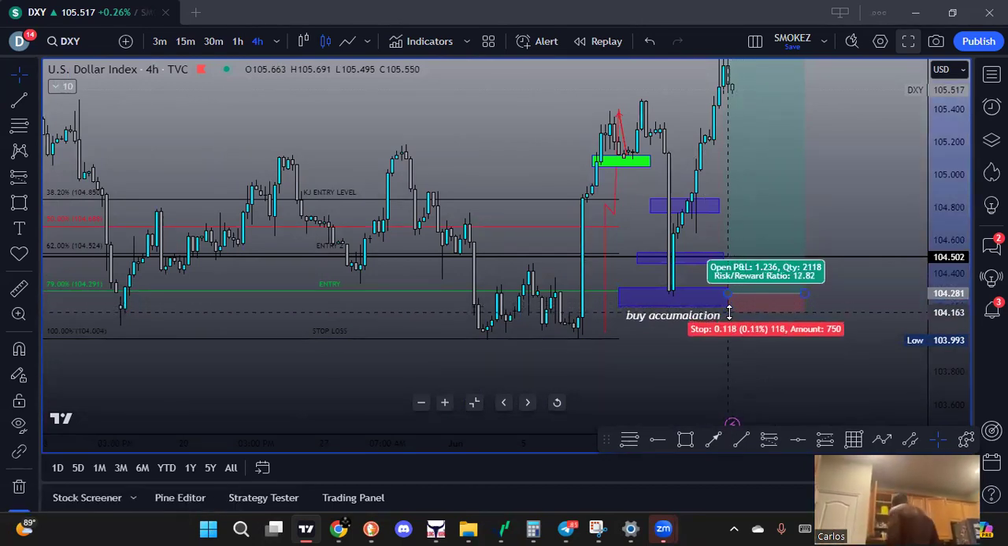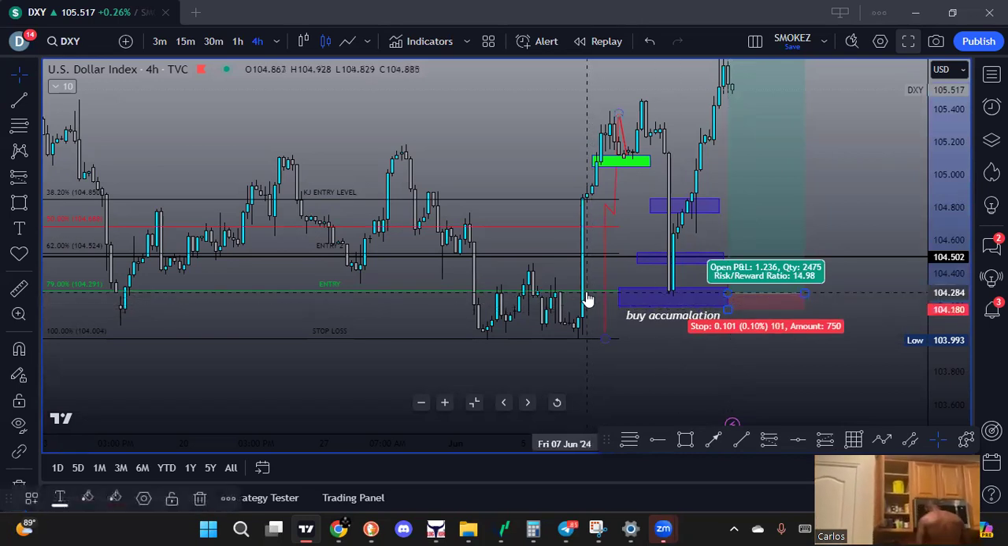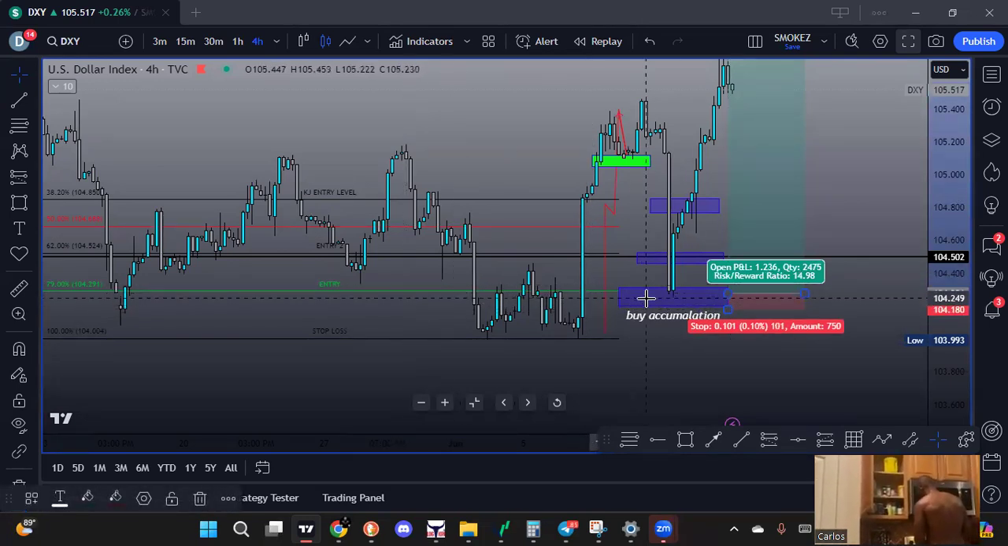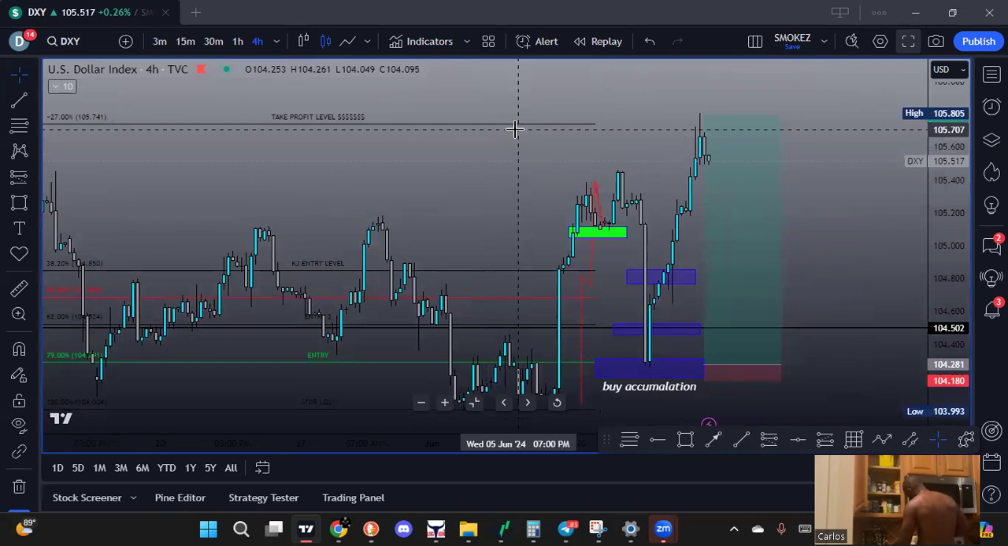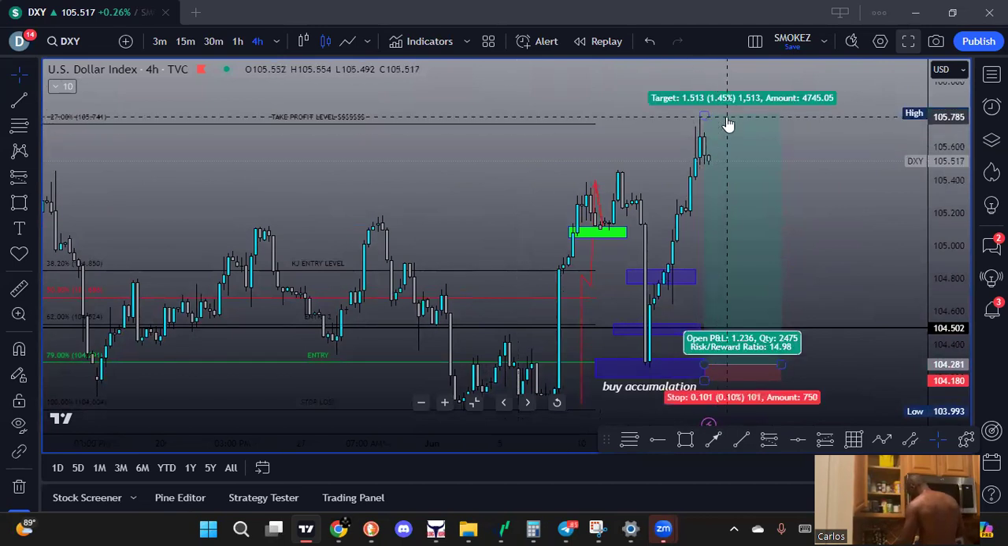If price is going to go up, it's going to go up from here. This was a demand zone. The entry, even if I did put this as my stop loss, it never got hit. And then the TP target was right here, and that was 1,500 pips.